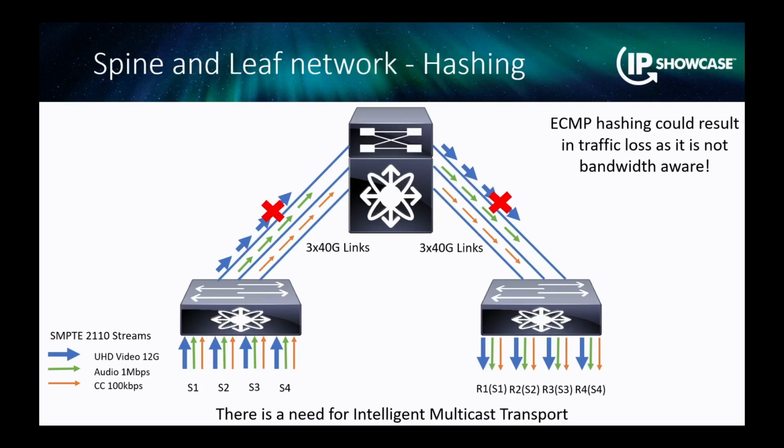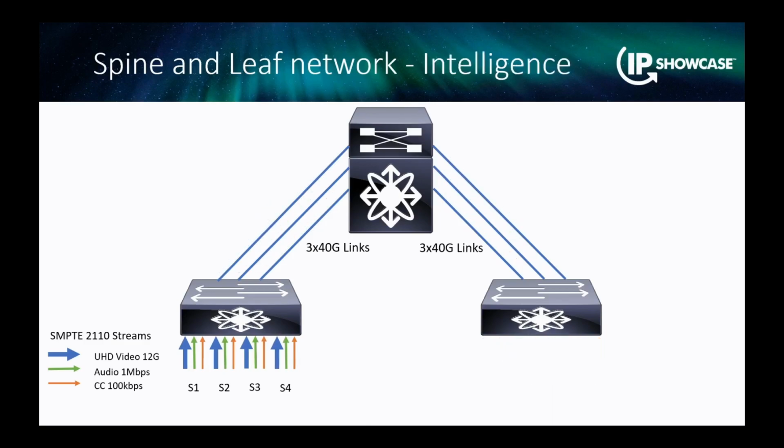So what we need to do is improve, or provide some kind of intelligence, so those streams can be stitched or provisioned efficiently. So how do we do this? I'm going to illustrate something over here. Right now, we have the same network, but our spines and leaves do know how much bandwidth we have per link, as well as how much bandwidth we have per flow.